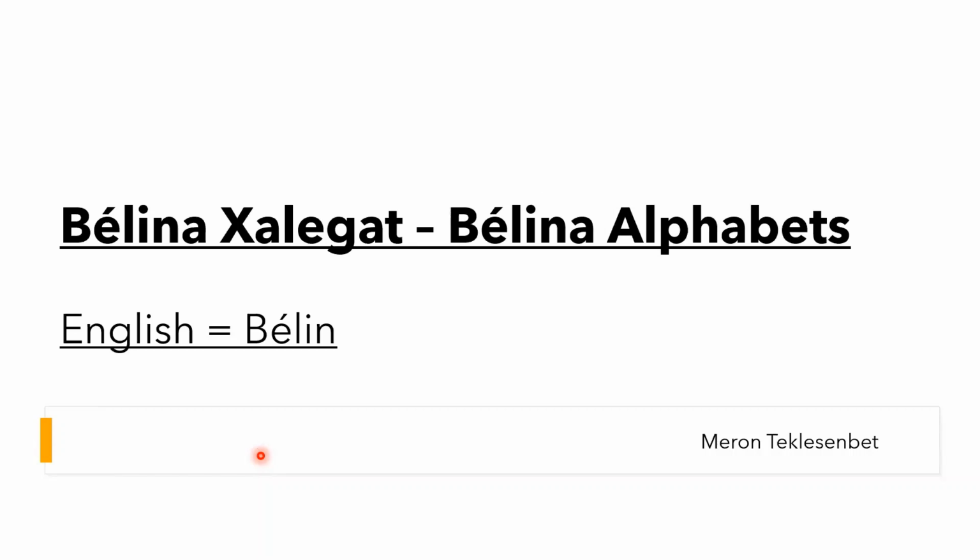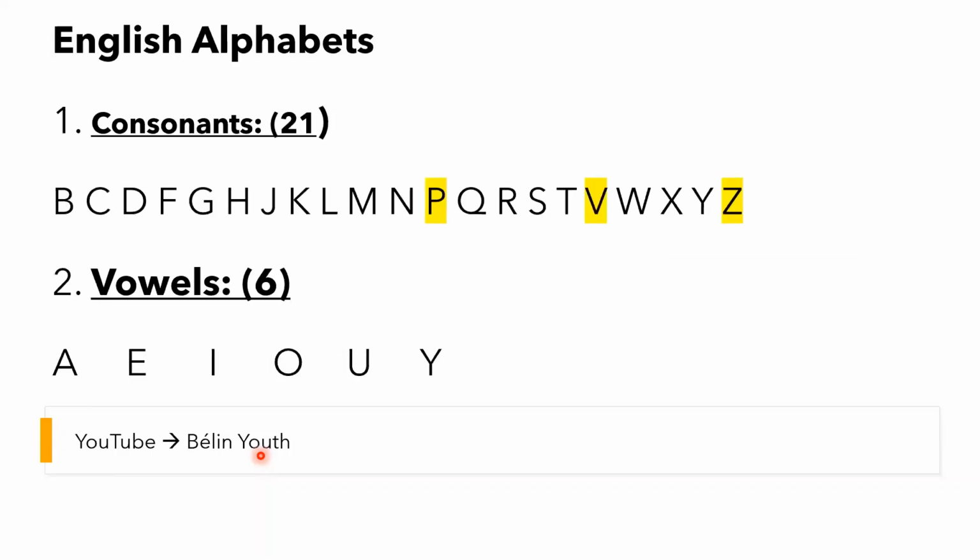So the Bélin alphabet is called the Bélin Language. As I said, I'm going to compare them to English to make it easier for you. And here we have the English alphabet. The English alphabet is divided into two groups: one is consonants, the other is vowels. We have about 21 consonants, and they are B, C, D, F, G, H, J, K, L, M, N, P, Q, R, S, T, V, W, X, Y, Z.